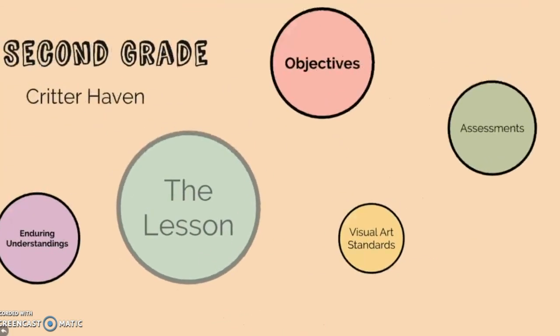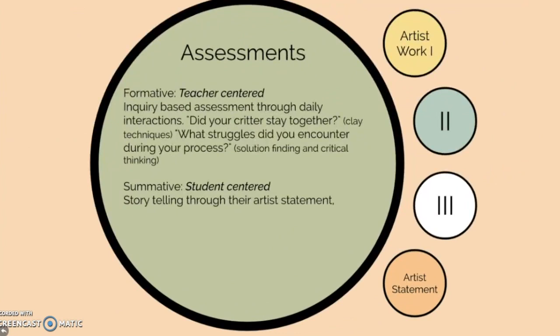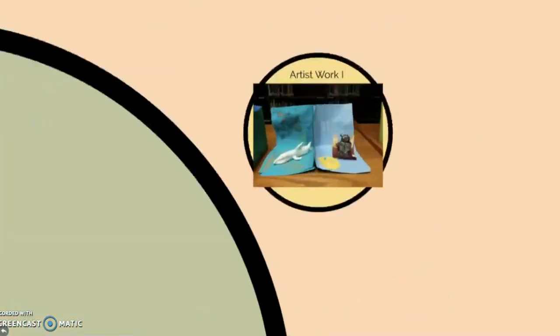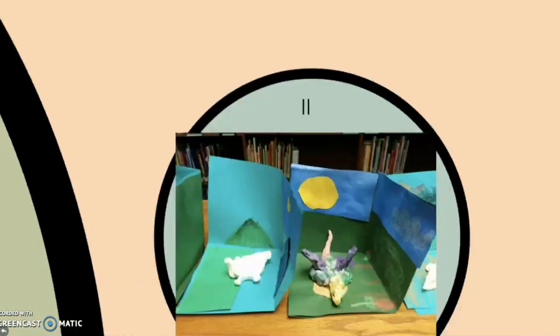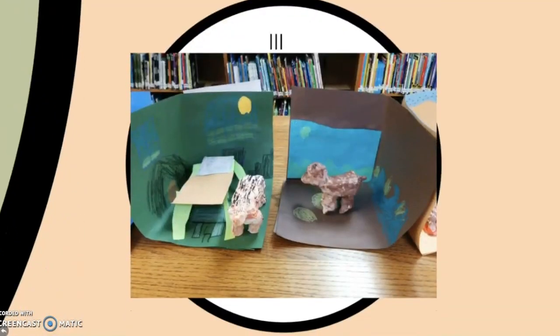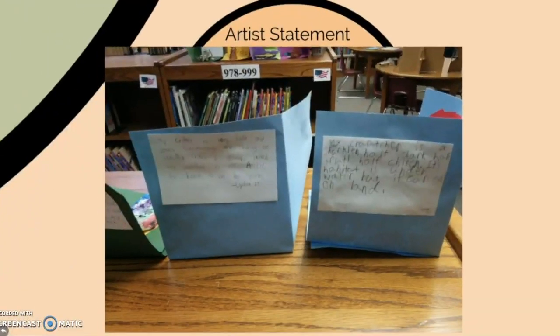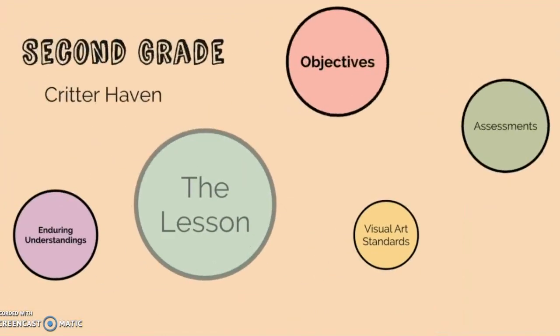The assessments for this lesson were mostly formative, inquiry-based, and checking in with learners every day, talking about their progress and process decisions, reflecting with learners about struggles and solution finding. Their summative assessment was learner-centered, consisting of their artist statement. Learners answered 3 questions: what is your critter's name, where does it live, and what is its favorite thing? The last question was left broad to encourage learners to consider the possibilities. This concludes the 2nd grade lesson.